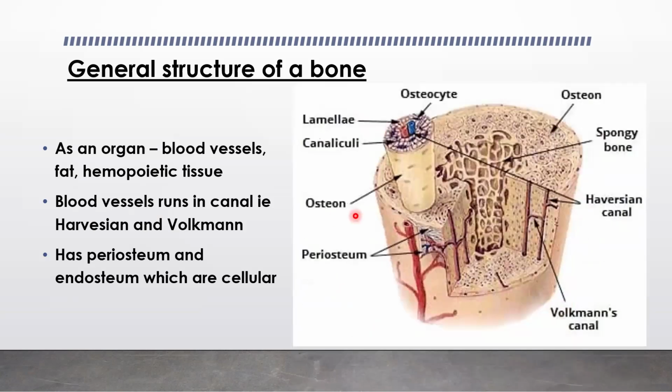At this point, you can appreciate the general outline of what we talked about. You can appreciate Volkmann's canal, which is horizontal, and then you have Haversian canals, which are vertical. These canals have blood vessels and nerves passing through them. We'll talk about the spongy bone in a few minutes, and also about osteocytes, the osteoid, and the canaliculi.